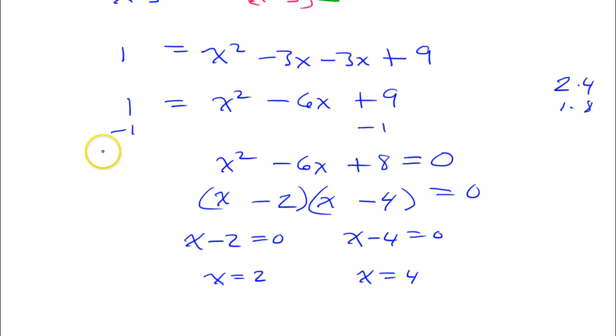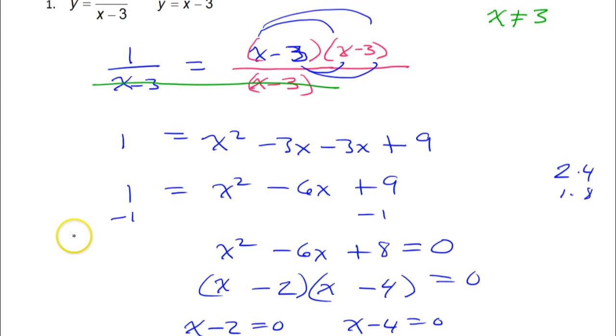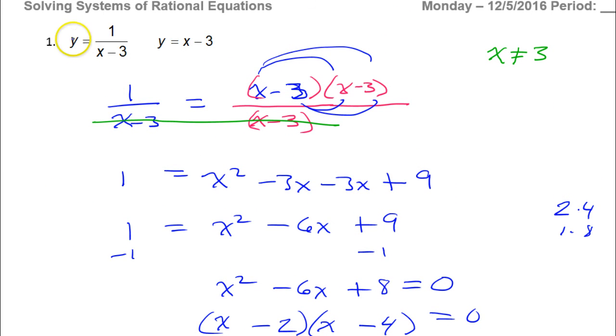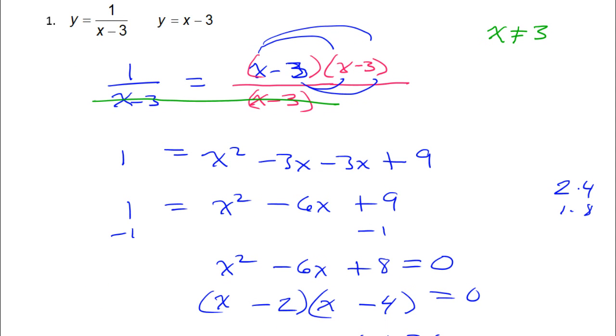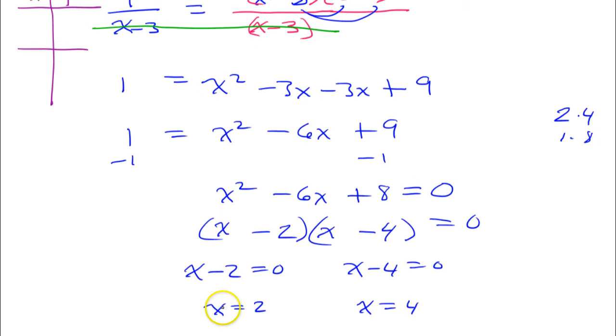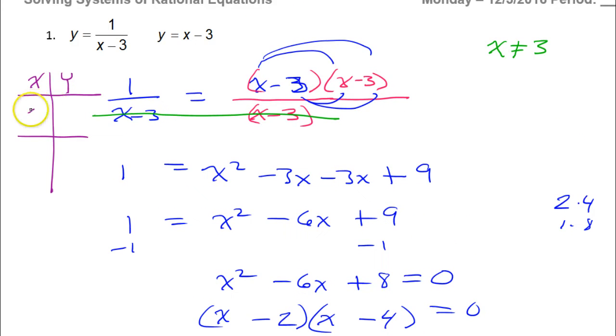Now be careful. A key difference between a normal equation and a system of equations is that in a system of equations we have x's and y's. So fine, we have our x values, but we also need the y values that go with them. So let's see, I'm going to make a little table of values. So x's and y's, people. So my x values are what I just found, 2 and 4. So I've got 2 and 4.